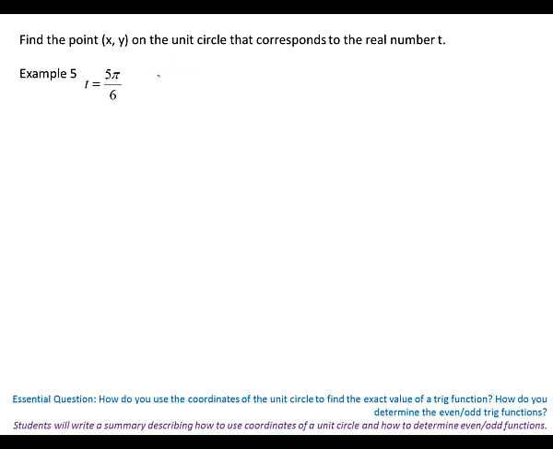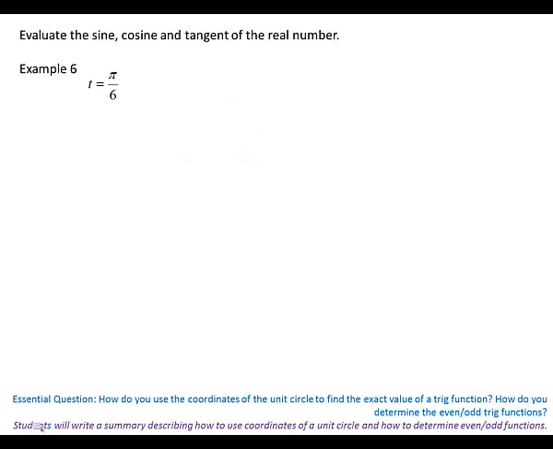Okay, what quadrant is it in? Second quadrant. All right, what's the coordinate? Good. 1/2. Perfect. All right. Now they want us to find the sine, the cosine, and the tangent of whatever number they give us. Okay? So, let's talk about pi over 6.